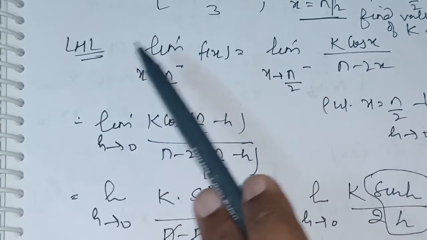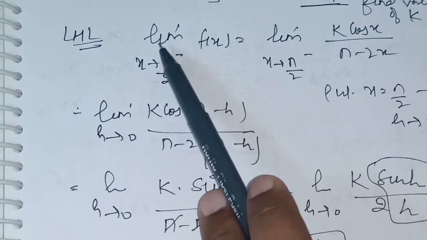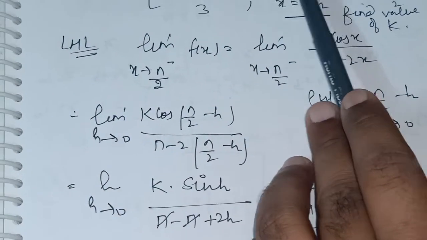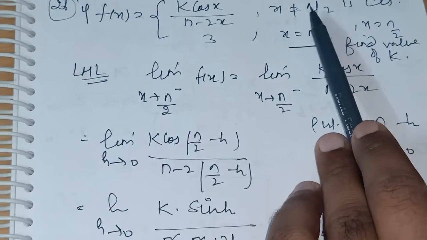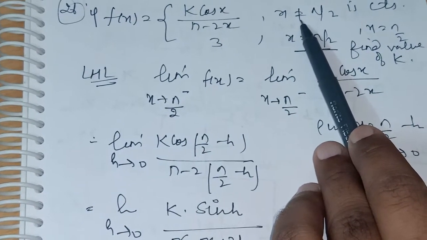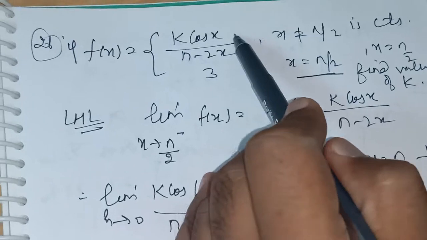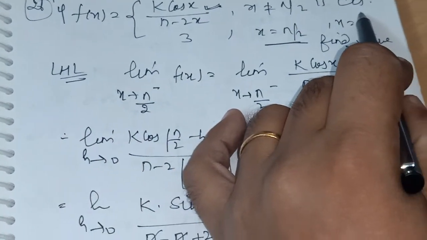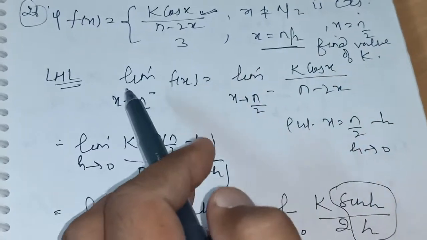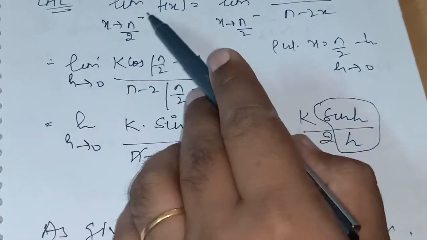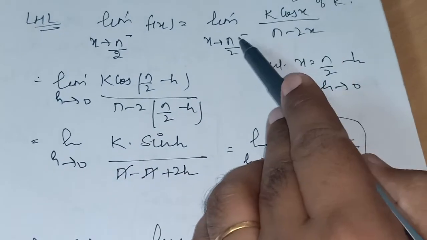So let the limiting value be pi by 2, so x tends to pi by 2 negative, where negative stands for less than. If x is not equal to pi by 2, it means the function is either less than or greater than. That means this function is defined for both LHL and RHL. As given, it is continuous, so both are equal; you just have to find either LHL or RHL. Now we are finding LHL, so x tends to pi by 2 negative.